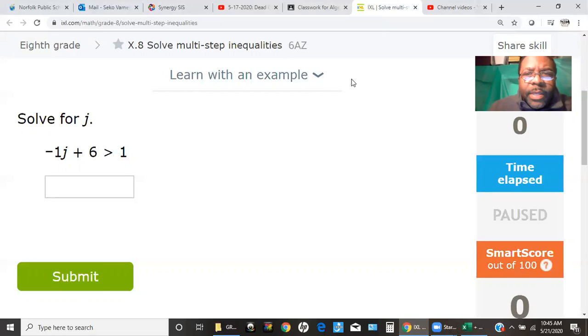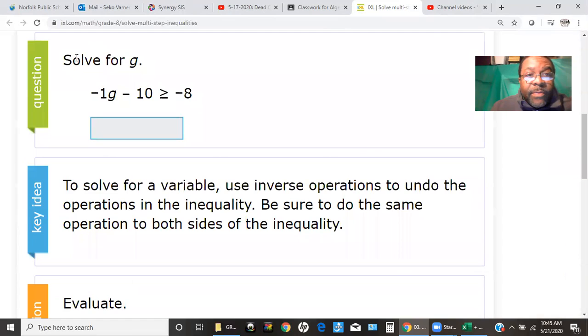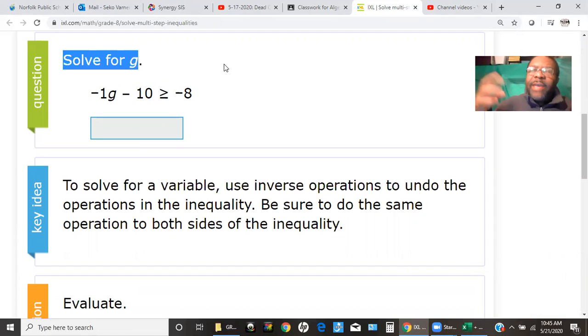I like to learn with an example. So let's start with the example. All right. So in this one, it says solve for G. So we're solving for the variable. The variable is G. Remember, a variable would be a letter that we don't know what it really represents just yet numerically. We don't know what number it is. Okay. And the numbers, those would be integers.